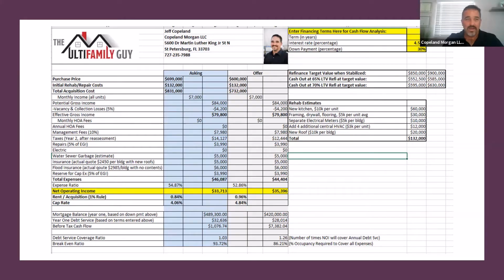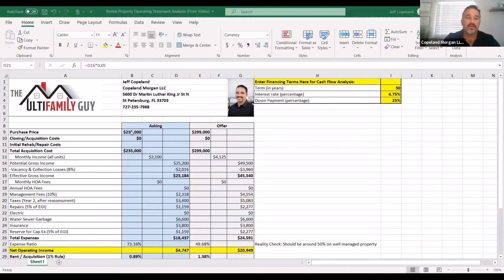But what I'd like to do now is pull up my actual spreadsheet, and we'll plug in some of the blanks from the property that Jamie selected. All right, so I've got a duplex in Tampa listed at 235. And do you know what the monthly rental income is for all of the units? 2,100 for both units. 235K is the asking price. So that is our total acquisition cost. We're ignoring closing costs and stuff for now.